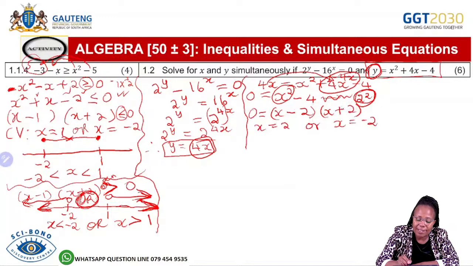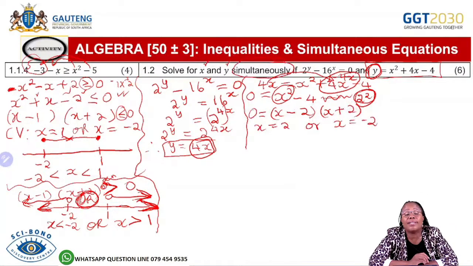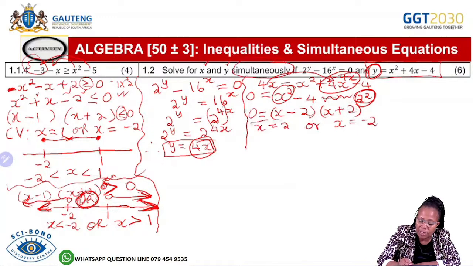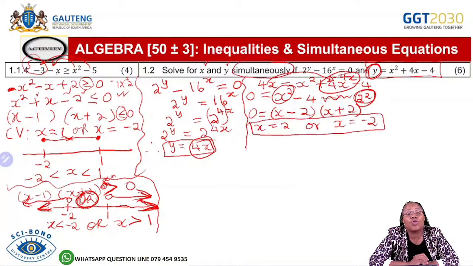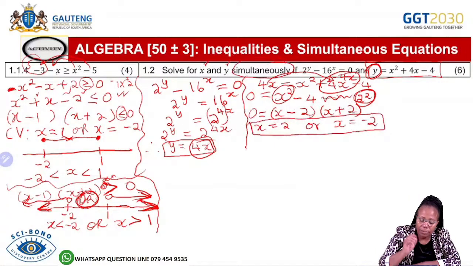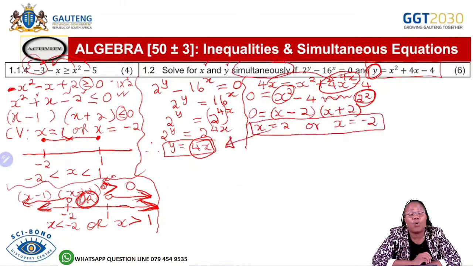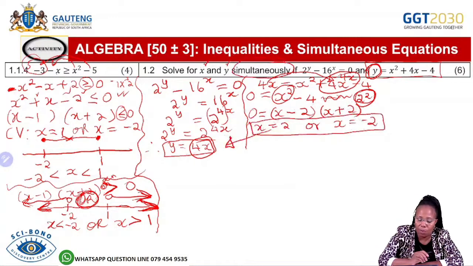But because it is a simultaneous equation, we are solving for both x and y simultaneously. Up to this stage, we have only solved for x. We also need to solve for y. We can take these x values and substitute in this equation that is already saying y is equal to, because we are looking for the y value.